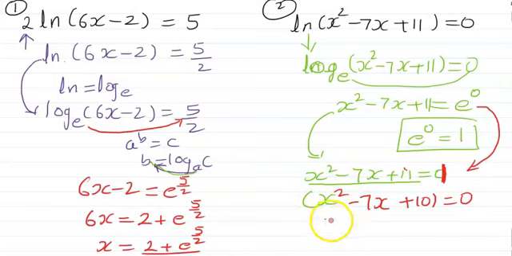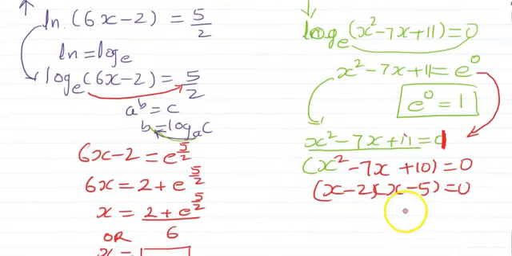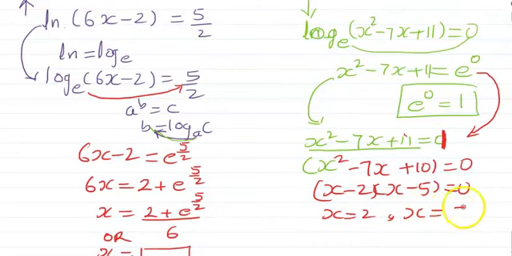Yeah, be a little louder. x minus 2 and x minus 5 equal to 0. Okay, so we got two values. One is x equal to 2 and the other one is x equal to 5. Okay, and that's your answer. There are two values because it is quadratic in x, so there will be two values of x. Any question?